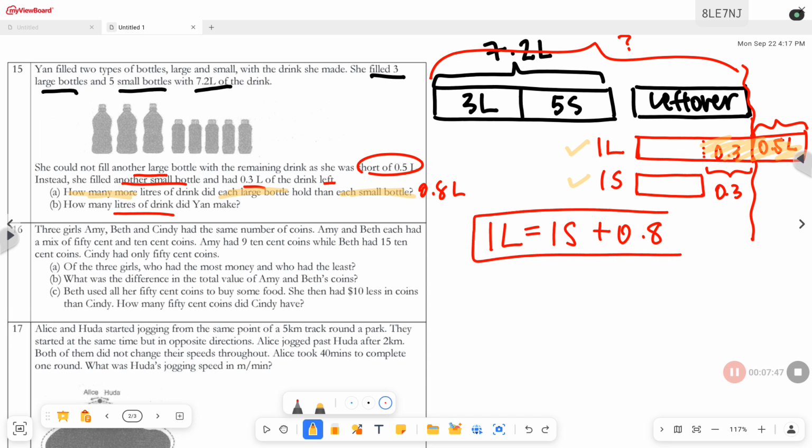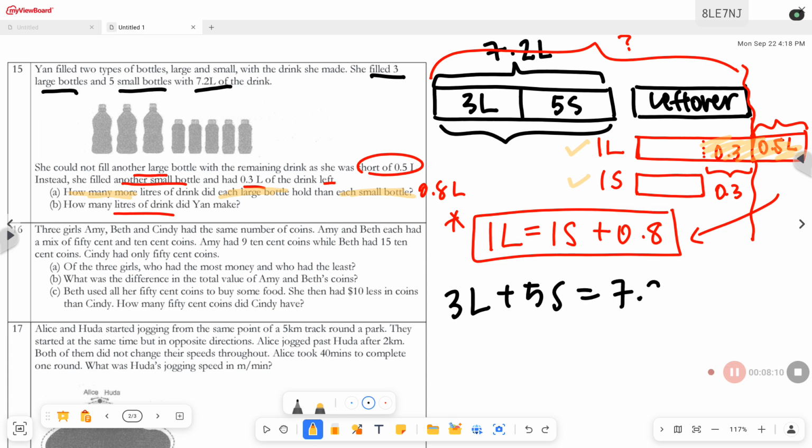So this is the part that a lot of students cannot form. But if you can form it, very good, okay? So from this model, you can actually have a relationship. You know that if I top up 0.8 to 1 small, it will give me 1 large. Now, another clue I know, can you see from this model right here, is that 3 large plus 5 small will give me 7.2 liters, right? Which is just basically 7.2.